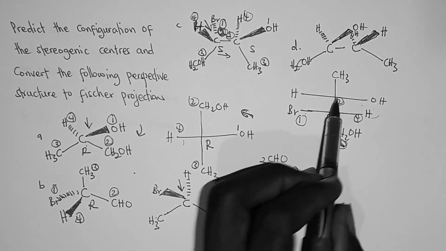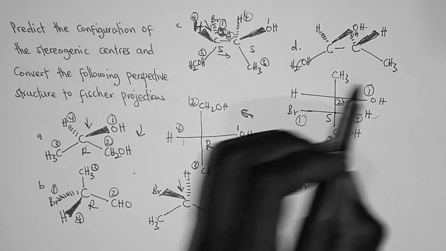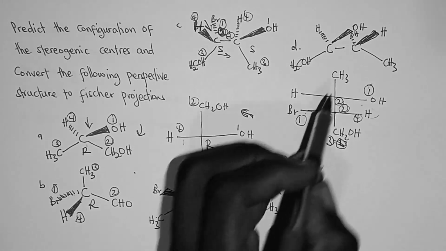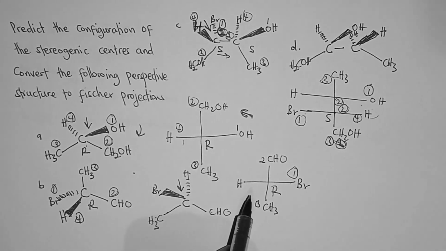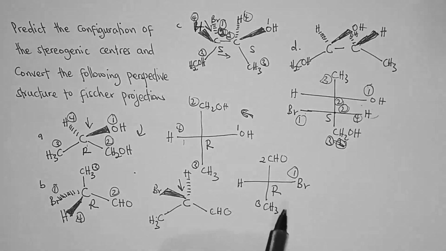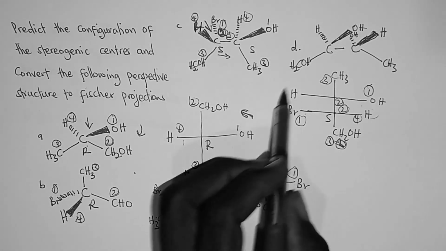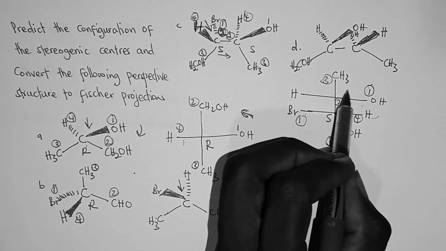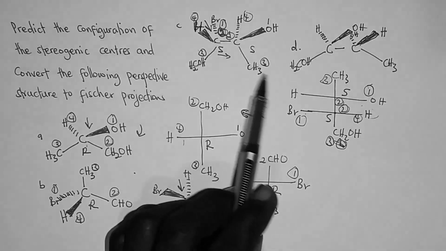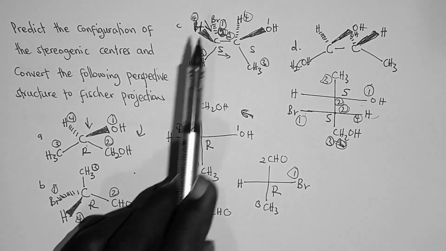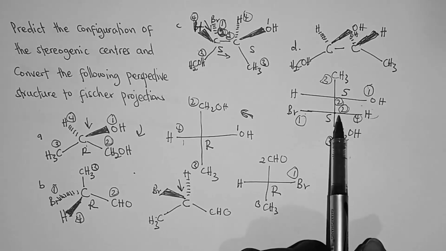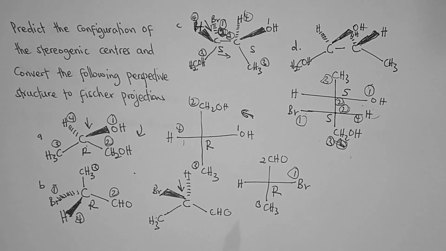Let's come to this one too. This is 1, and then this side is 2, and here is 3. So it is also going in the clockwise direction. But we need to reverse configuration because the proton is pointing towards us, and therefore this one too is an S. So you see that here is SS, and the Fischer projection is also SS. So we are right.